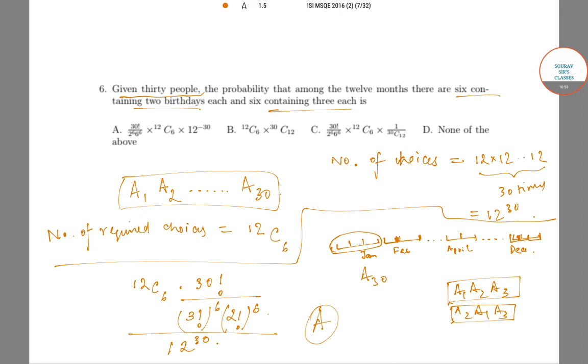So there are 6 months having 3 birthdays, so we have to divide by 3 factorial to the power 6, and there are 6 months having 2 birthdays, we have to divide again by 2 factorial to the power 6. So the correct answer that we get in the end is 30 factorial by 3 factorial to the power 6, 2 factorial to the power 6, times 12C6, by 12 to the power 30, which is the option A.